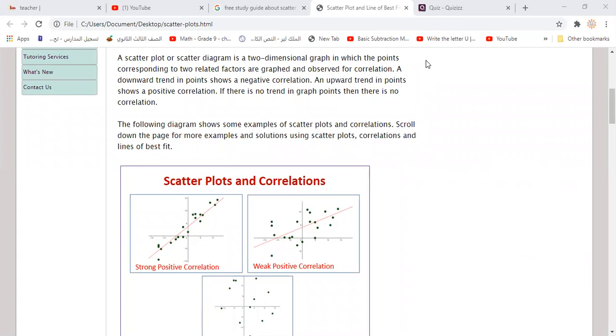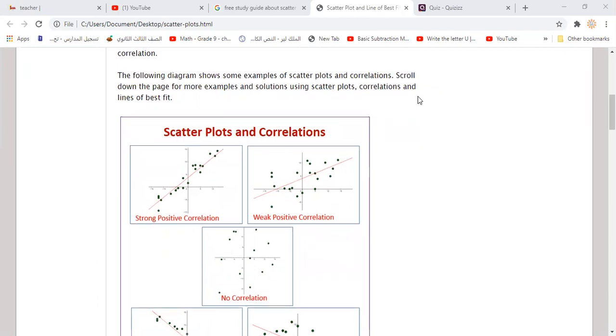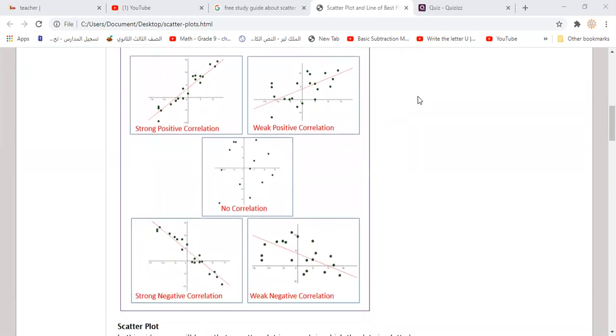The following diagram shows some examples of scatter plots and correlations. Here it is. We can see in front of us now in this diagram that we have positive correlations. But sometimes we have a strong positive correlation and we have a weak positive correlation. Can anyone tell me what is the difference between those two types?